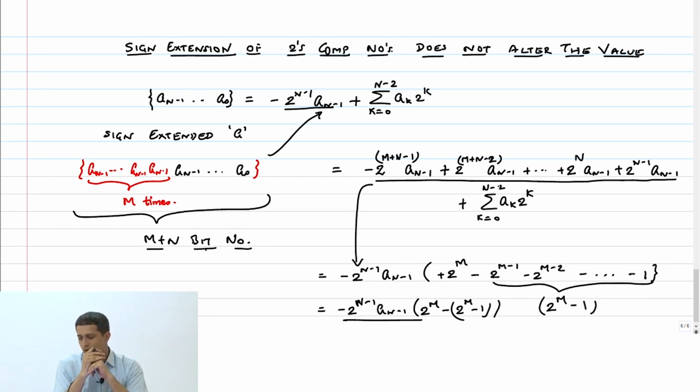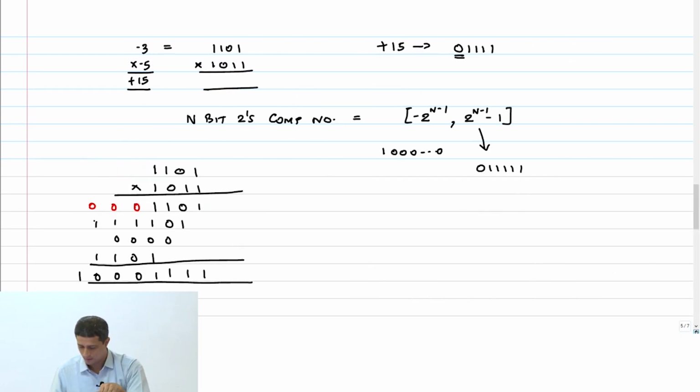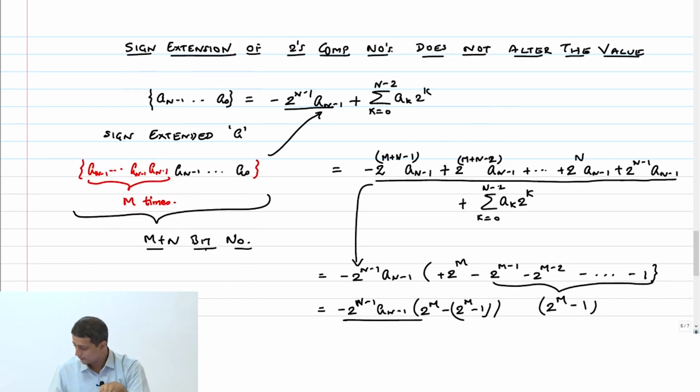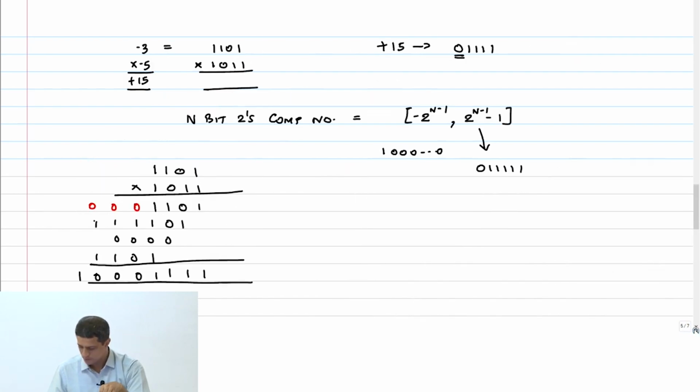Okay? So now let's go back and do the same example that we did by correcting for the sign extension. So we had what? Minus 5 into minus 3, is it? What is it? Or minus 3 into minus 5? Minus 3 into minus 5. Or let me just go back here and correct it. Okay.